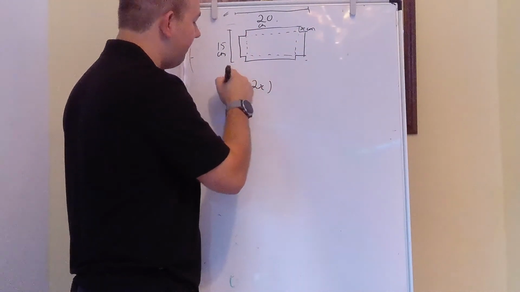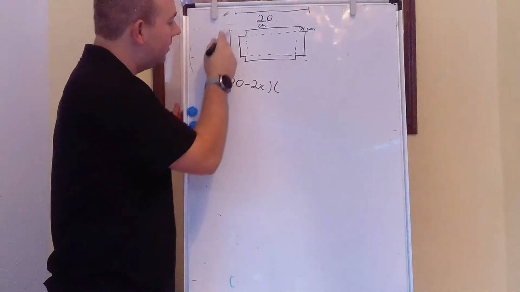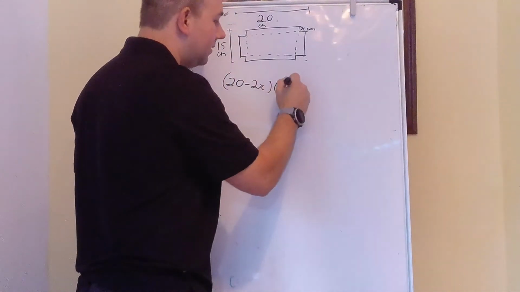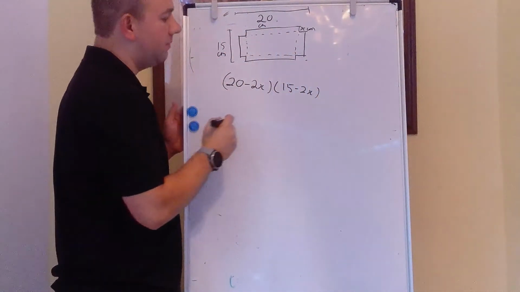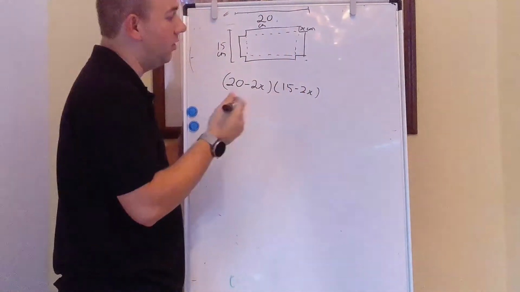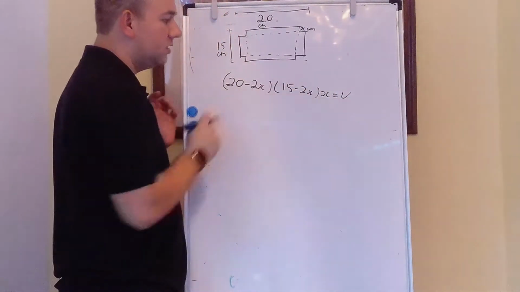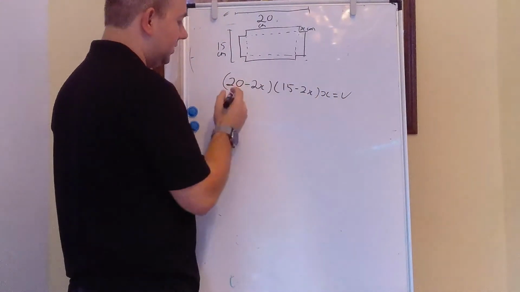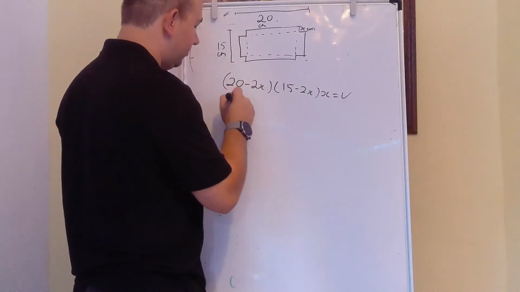So that's going to be equal to the length. I'm going to multiply that by the width, which is going to be 15 minus 2x. And then that's all going to be multiplied by the height of the box, which will be x. So this is going to be equal to the volume. So I'm now just going to multiply this out. So we're going to have 20 times 15, which is 300.